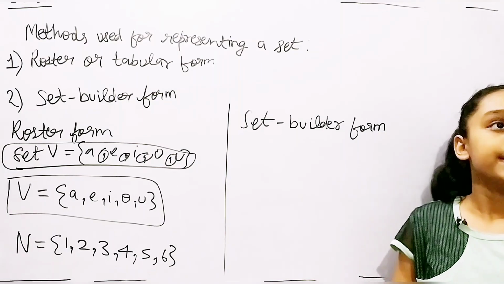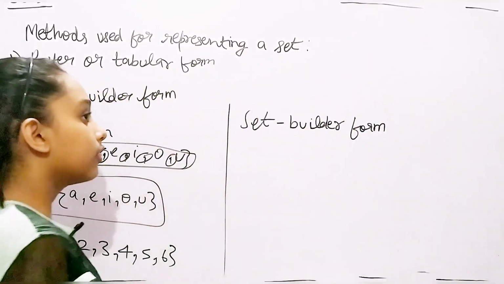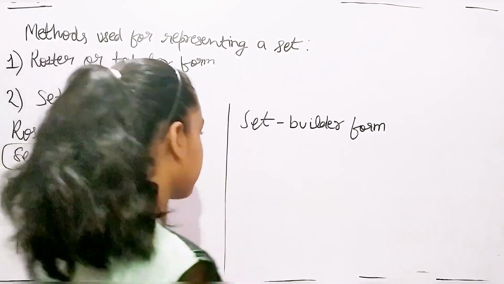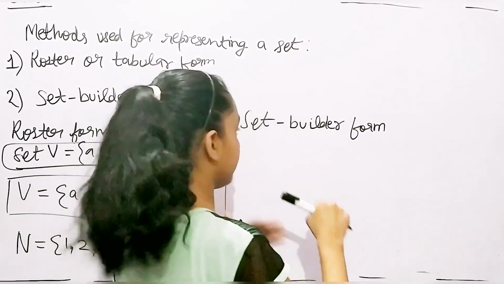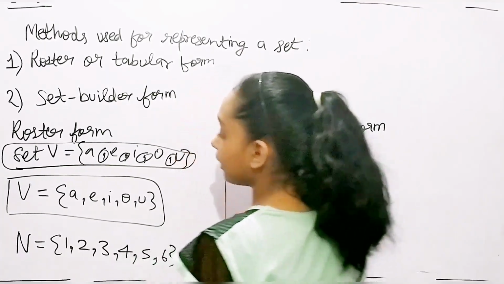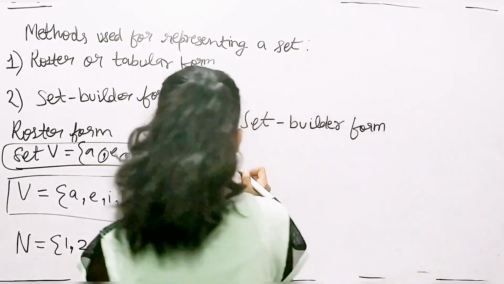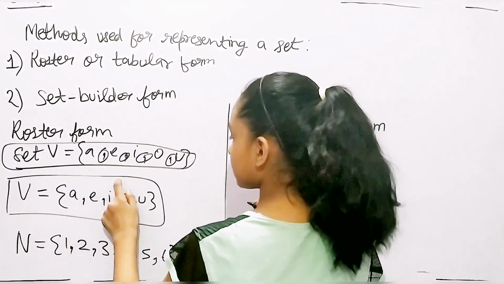Let me just tell you, let's take an example, because we get the idea through examples. Then I'm going to tell you how we can convert it into set builder form. The example is going to be in roster form, and we have to convert it into set builder form. That's it. So let's take this same example.